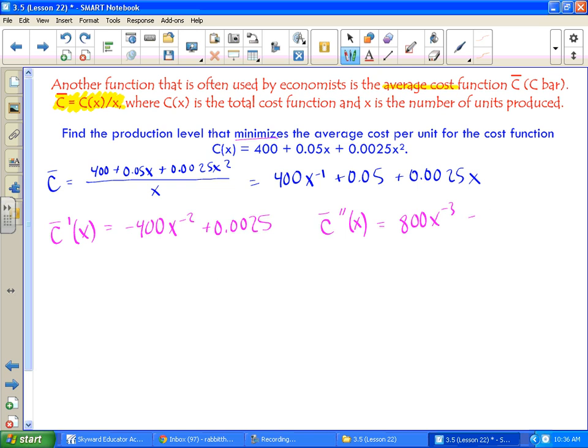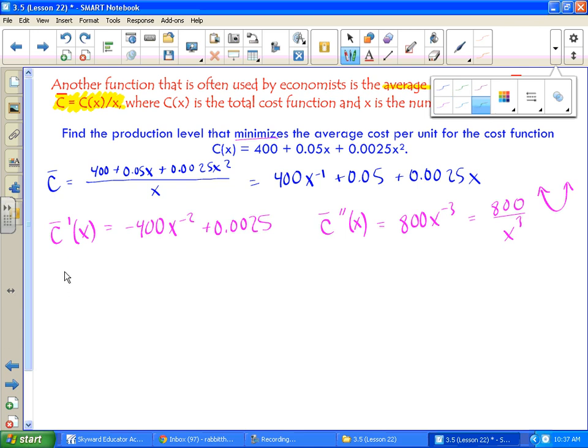Okay, now let's just think about this for a second. This is 800 over x cubed, right? Is this going to be positive or negative if my x's are always greater than 0? Positive, right? So if it's positive, it's going to be concave up, which is going to give us a minimum. And that's what we wanted, right? So this actually works out really nice. This should work. So what do I have to do before I plug anything in the second derivative?